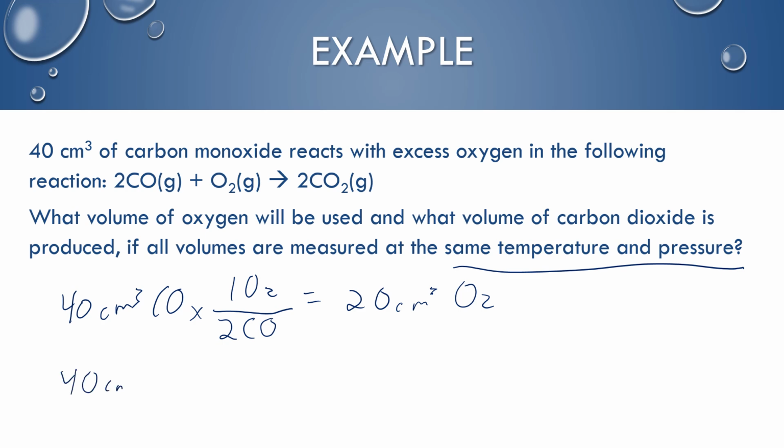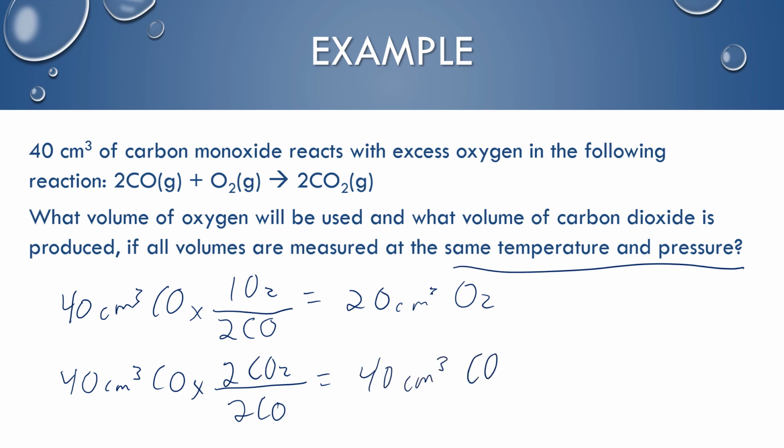Same thing if I have 40 cubic centimeters of carbon monoxide. I'm going to use up in every reaction 2 carbon monoxide and produce 2 CO2. And so that's effectively a 1-to-1 ratio. You're going to produce 40 cubic centimeters of carbon dioxide, which is really straightforward.